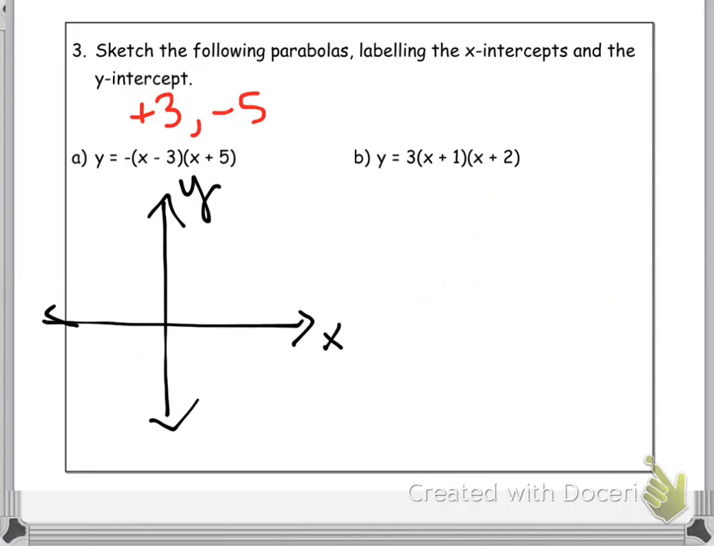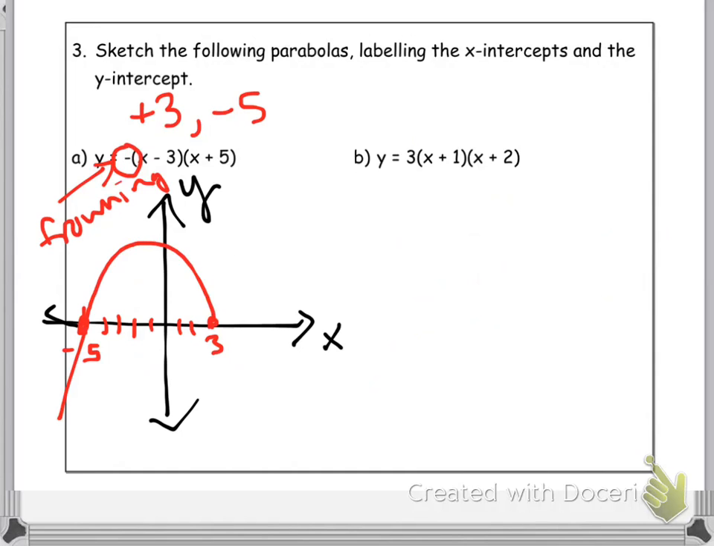So our intercepts are +3 and -5. Labeling the x-intercepts, those are labeled with the numbers. And the y-intercept, well, because this is a negative right after the equal sign, that says this parabola is frowning. So this is going to be frowning. This one has a positive after the equal sign. So this will be smiling.